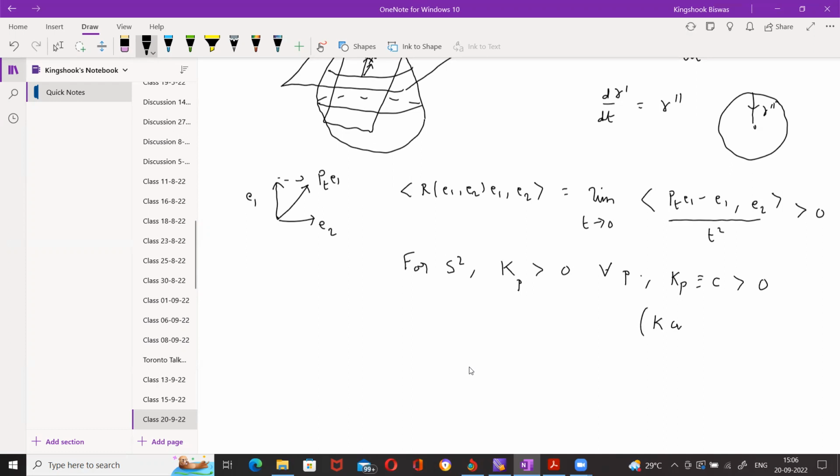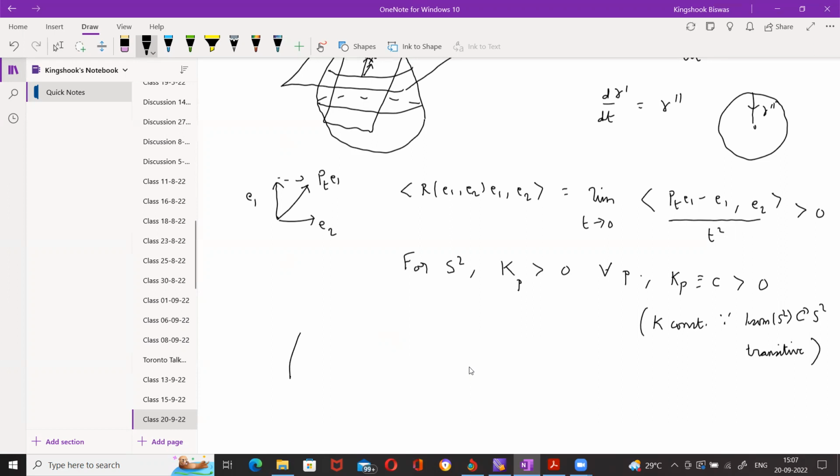K is constant because isometries of S2 acting on S2 is transitive. Okay, so we get that the sphere has positive constant curvature, all right? So this is what positive curvature looks like.